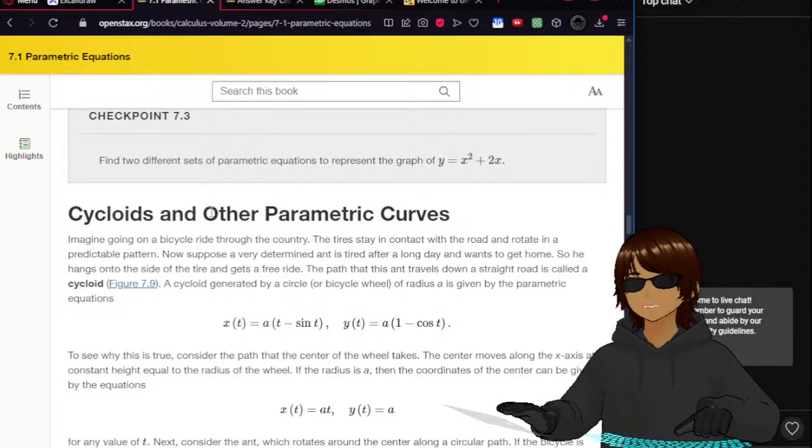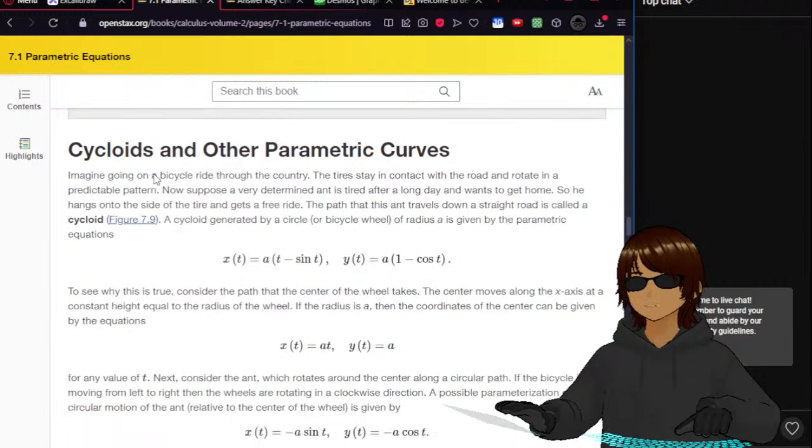Cycloids and other parametric curves. Imagine going on a bicycle ride through the country. The tires stay in contact with the road and rotate in a predictable pattern. Now suppose a very determined ant is tired after a very long day and wants to get home. So he hangs on to the side of the tire and gets a free ride. The path that this ant travels down a straight road is called a cycloid.